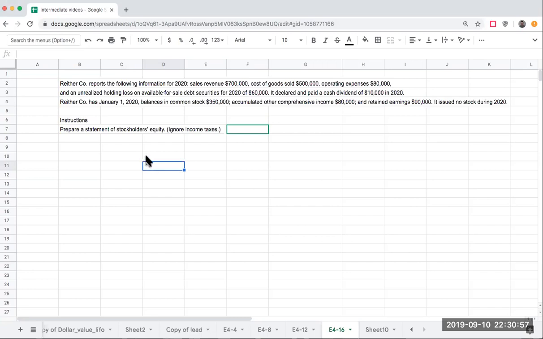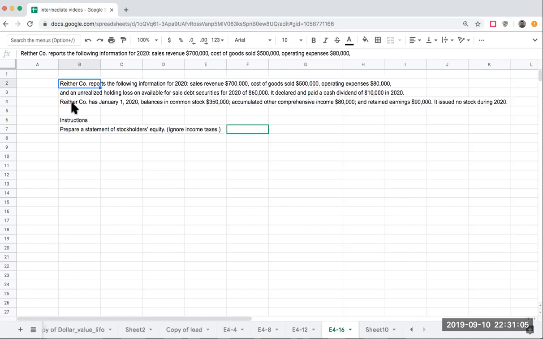This is exercise 4-16 from the Kieso and Weygandt book. Right over here, we've got a company, and I think they call it C. Reither Company. I'm just calling it Reither. It has the following information for 2020. Now it's asking us to prepare a statement of stockholders' or shareholders' equity.